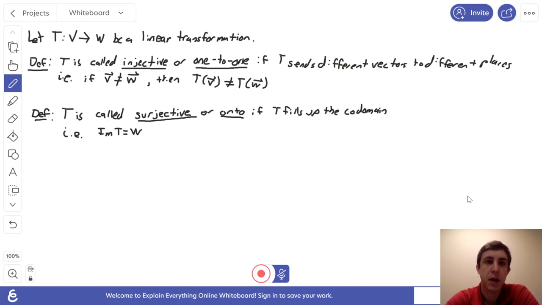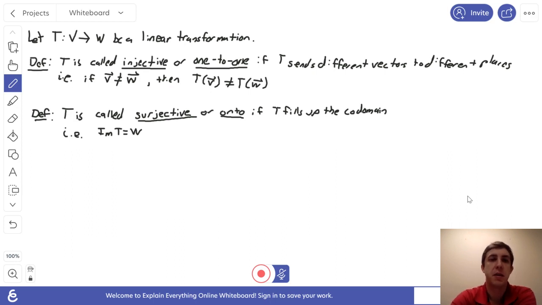Injective transformations send different vectors to different places. What that means is that if you take two vectors from your domain, maybe V and W, and they are different vectors, so V is not equal to W, then T of V is not equal to T of W. They end up at a different place. If they started out at different places, they end up at different places. Maps with that property are called either injective or one-to-one. Those two words are going to be used interchangeably.